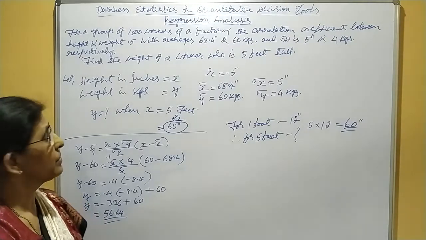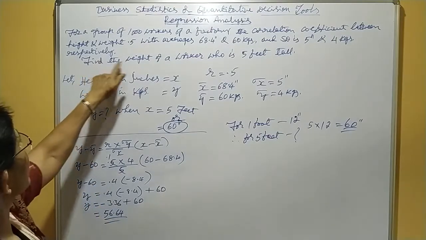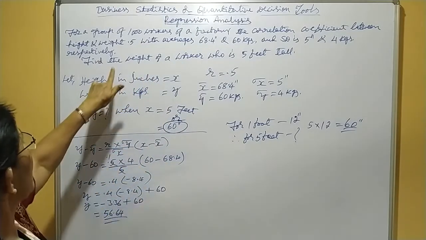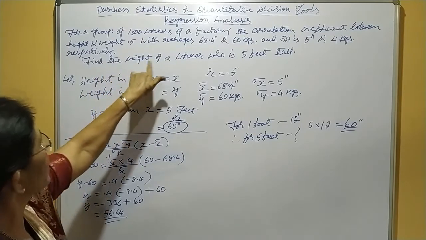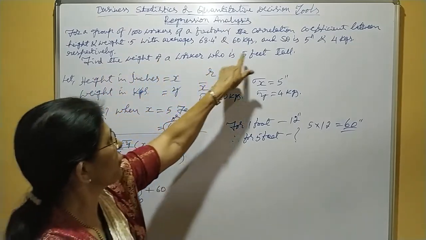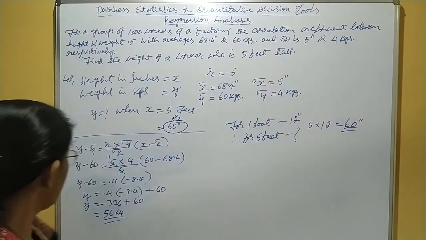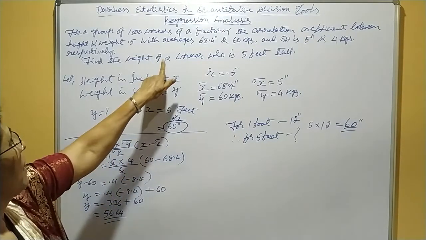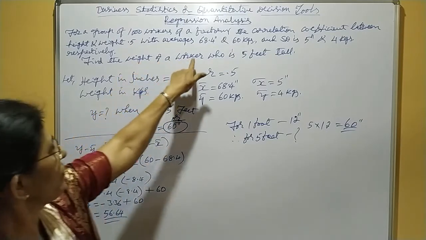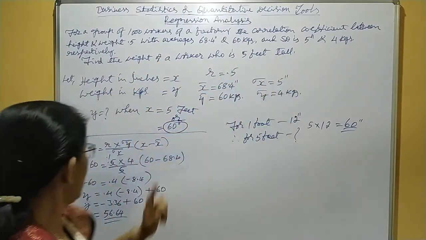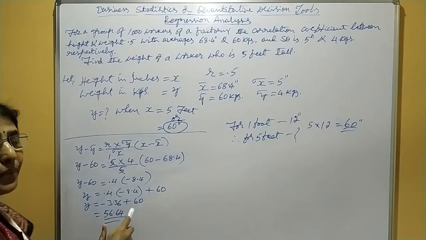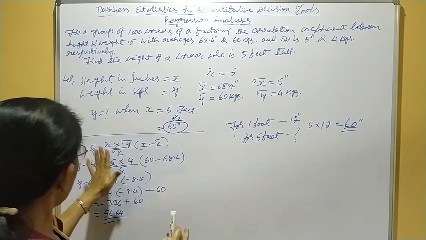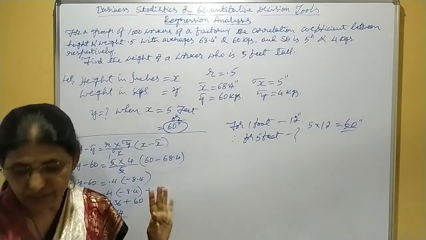Now what we have to write? Here it is given, find the weight of a worker who is 5 feet tall. Now we have to write the weight of a worker who is 5 feet tall is 56.64 kgs. The weight of a worker who is 5 feet tall is 56.64 kgs. Okay, here we have taken it in one step.